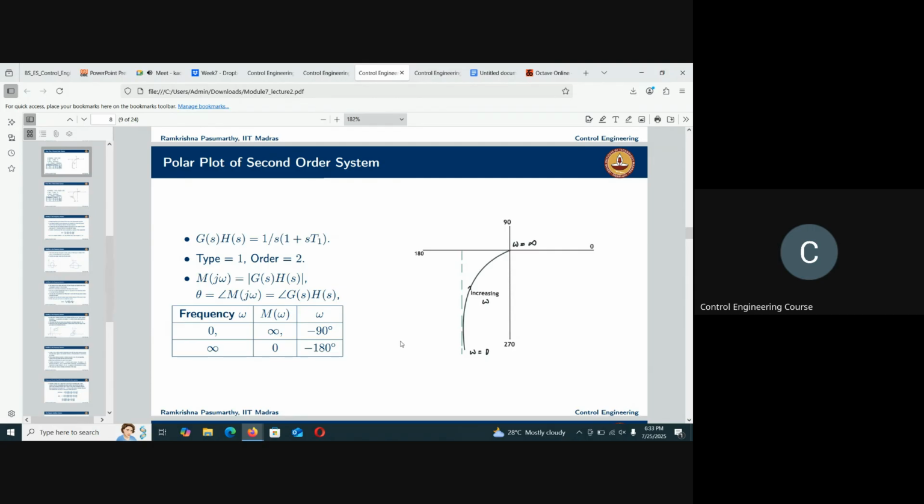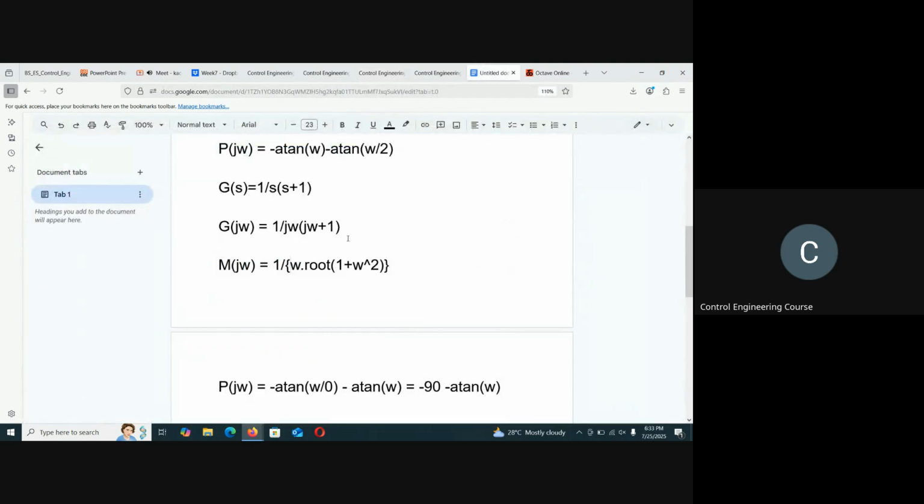Got it? In fact, if you expand this, you can actually simplify it. What will happen here? 1 by j omega into j omega, which is minus omega squared, plus 1 by j omega, minus omega square, right?